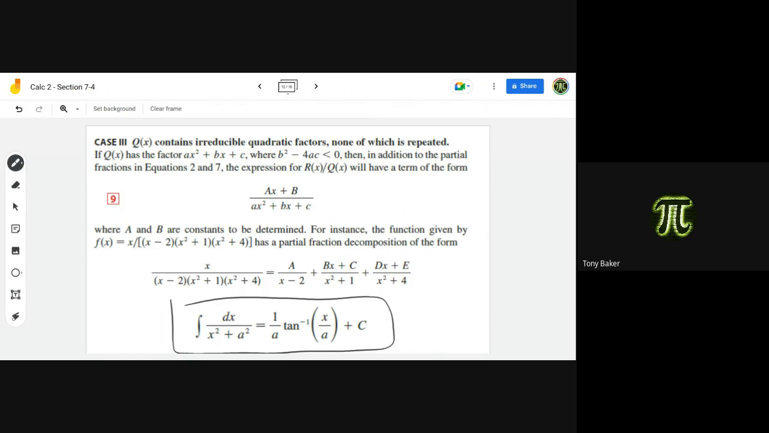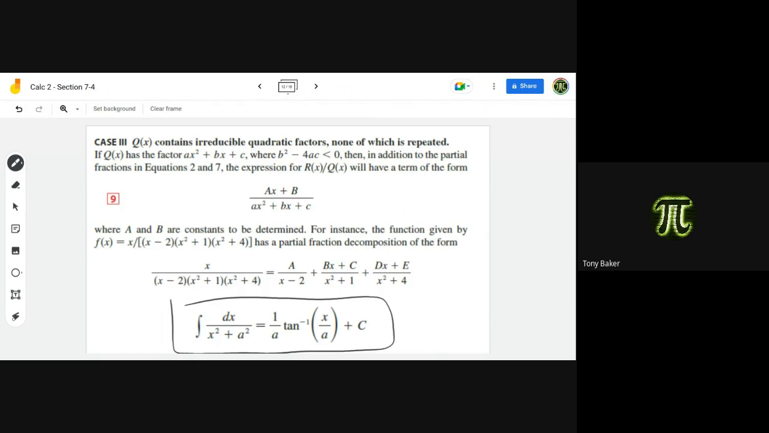So everything we've talked about so far has been linear terms. Case 3 and case 4 deal with quadratic factors. So if I've got my things down to a quadratic, we need to start using this. These are quadratics that I cannot reduce any further, like x squared plus 1 or x squared plus 4, those cannot be broken down any further.